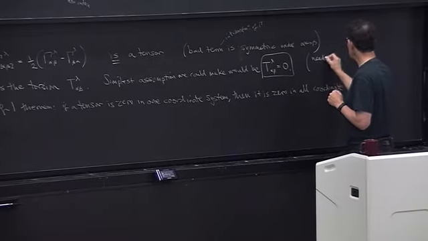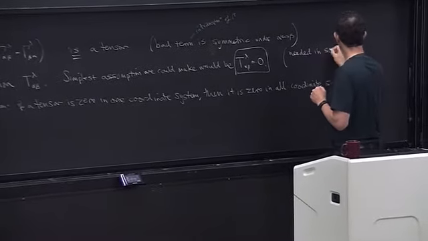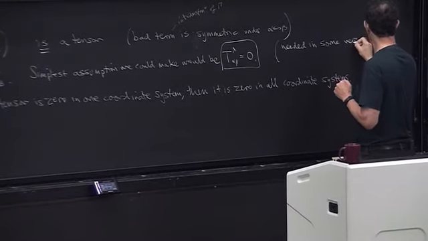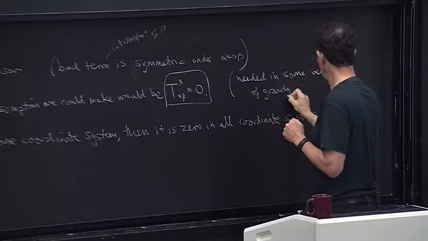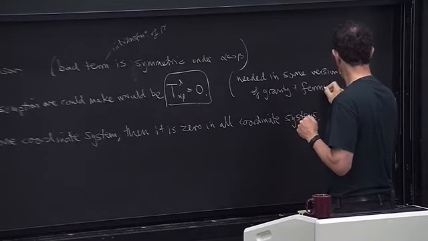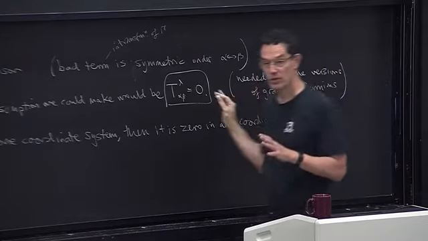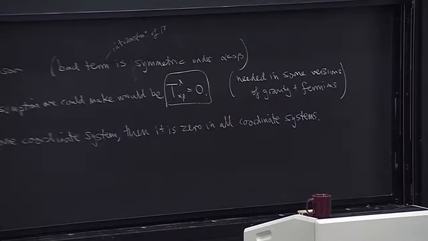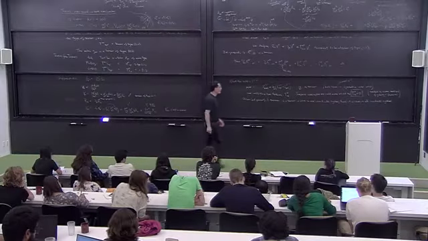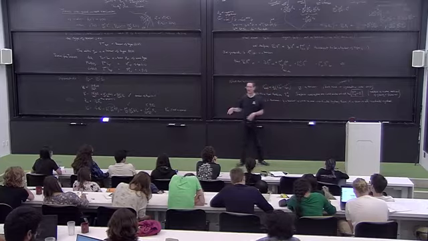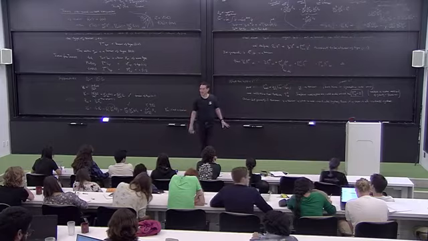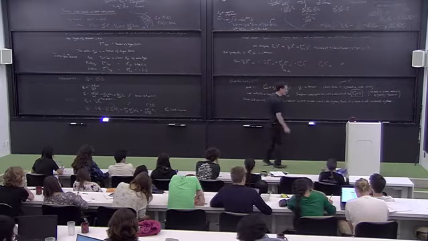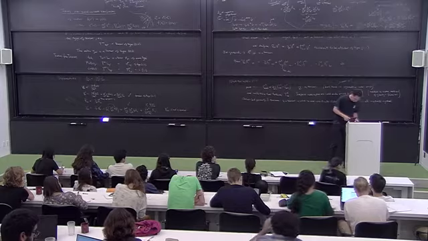So it's actually needed in some versions of gravity plus fermions. One of those versions is supergravity. It's not a realistic theory, but it's a very nice mathematical theory. And that needs torsion as well. Okay, so that's just a long diversion to say that some people are interested in torsion. It may be there in the real world, but the simplest option is just to set it to 0.